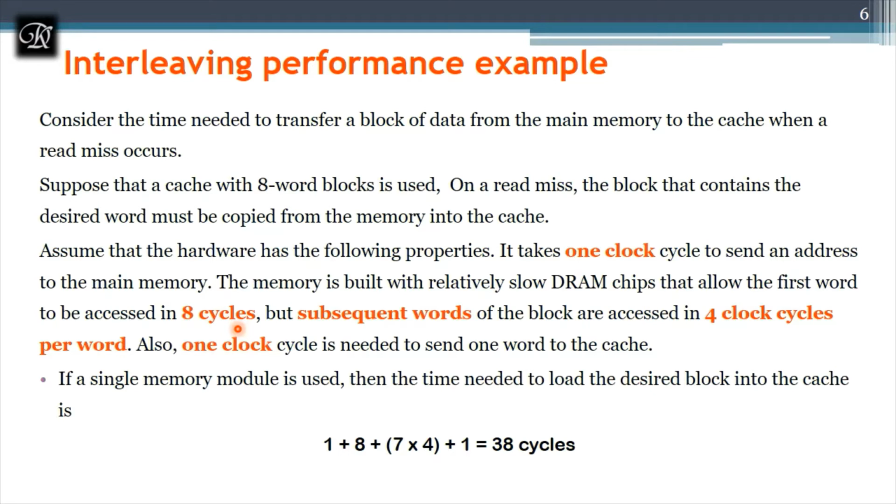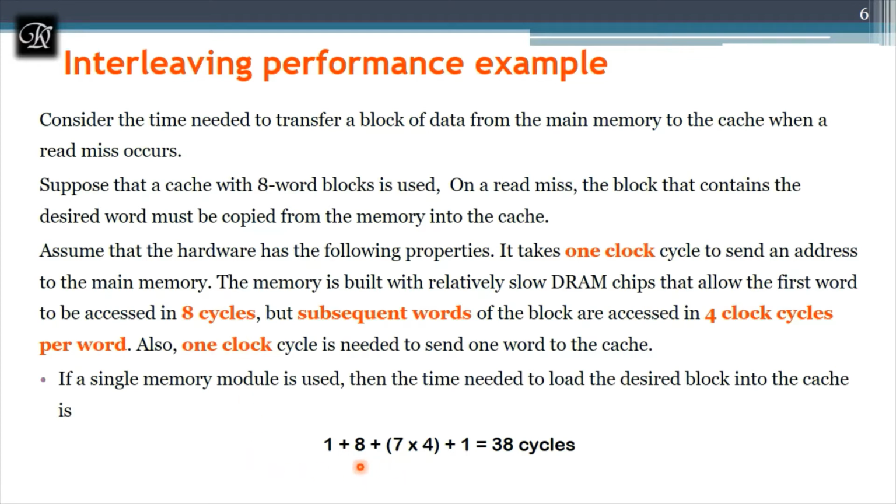We are going to access at 4 clock cycles. And finally, we need 1 clock cycle to send the word to the cache. 1 clock cycle to send the address, 1 clock cycle to send the data. And to locate, we need 8 clock cycles for the first word, and for the remaining words we need 4 clock cycles each for the remaining 7 words.